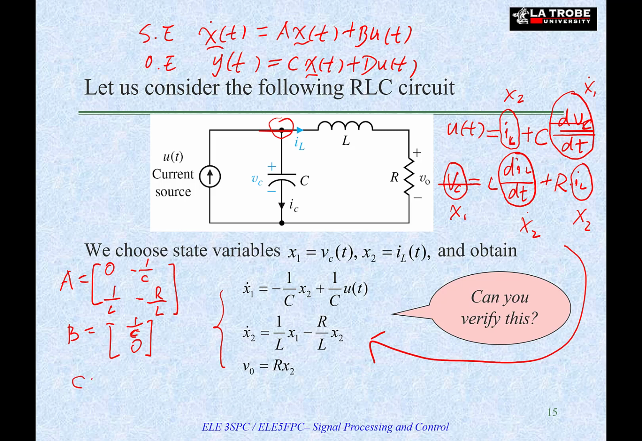And matrix C comes from the output equation. Because in your output equation, x1 hasn't appeared, the first element of C should be a 0, and the second element of C is R. And D is 0, because we don't see a direct relationship between the input u(t) and the output v0.